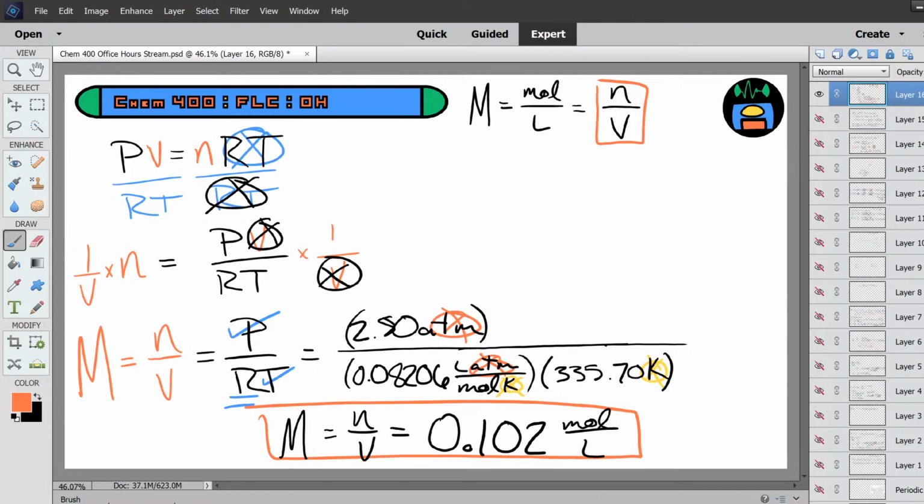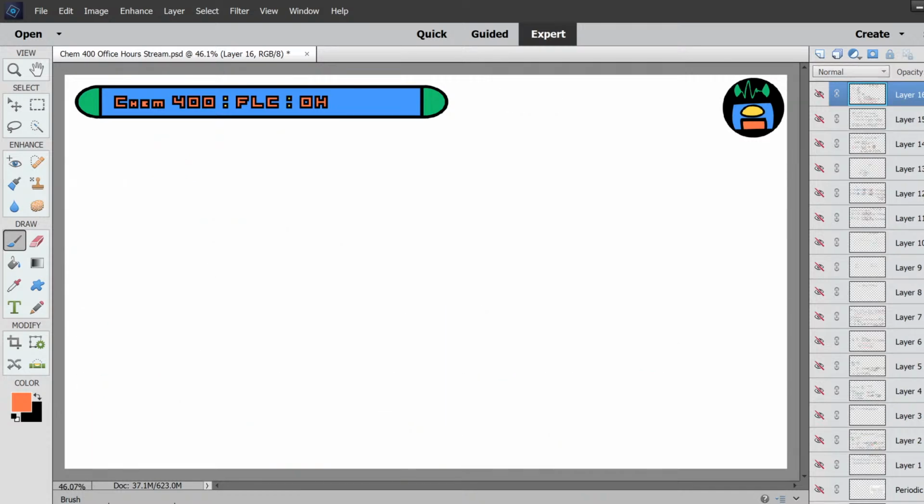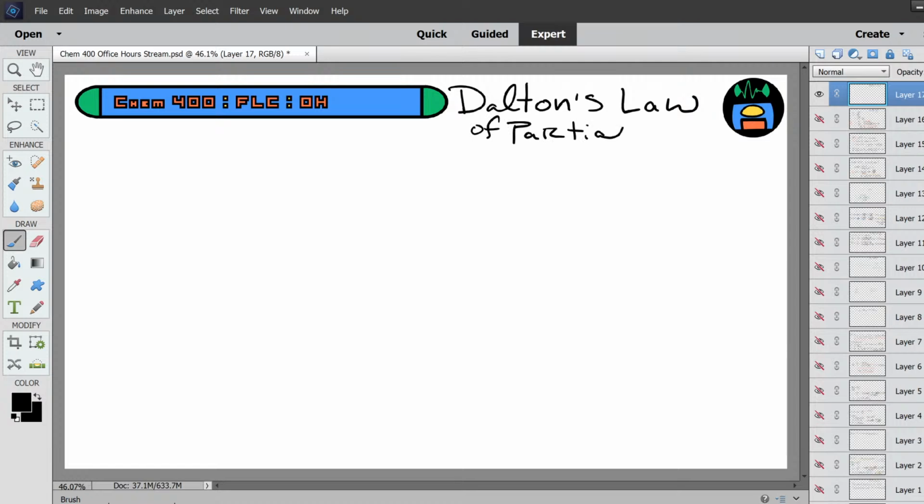All right, we're gonna march forward. There is one last gas law that we have to talk about before office hours can start, and that is Dalton's law of partial pressures.